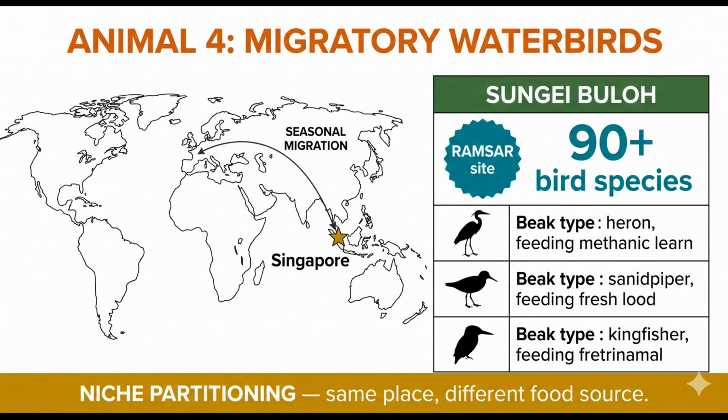Now, how can 90 species use the same small patch of mangrove without all competing for the same food? The answer is niche partitioning. Each species uses a different feeding method, food source, or feeding zone. Herons stand in shallow water and stab fish with a long, sharp beak. Sandpipers probe soft mud for invertebrates using a long, curved beak. Kingfishers dive from a branch to catch small fish with a sharp, pointed beak. Same location, same time. Completely different ecological niches.